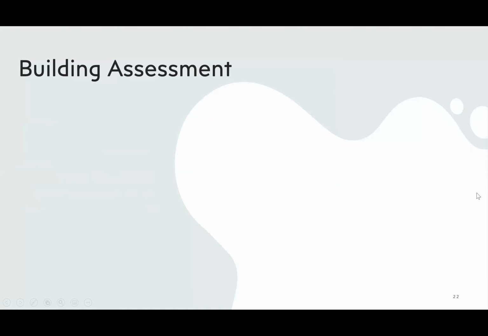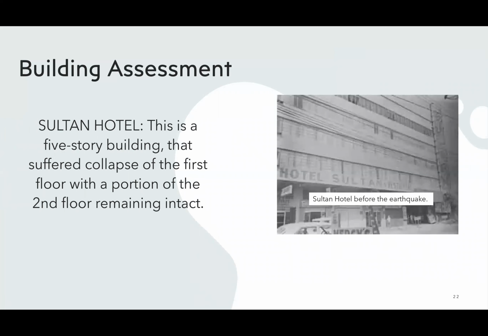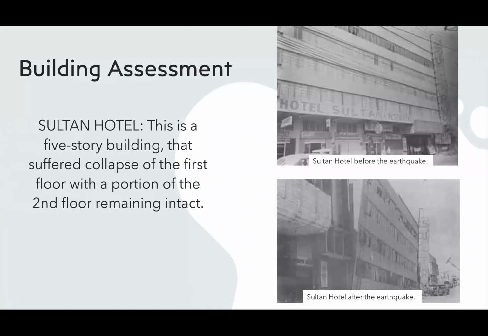We now have the Sultan Hotel. This is a 5-story building that suffered collapse of the first floor with a portion of the second floor remaining intact. The second floor remaining intact, but the first floor being destroyed, sounds like it was a weak story. This means that the lateral resistance properties of the second floor were 80% greater than that of the first floor, leading to the building overturning.